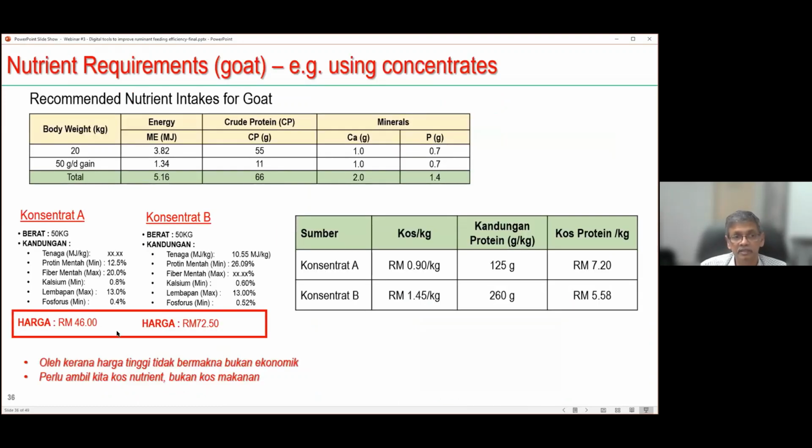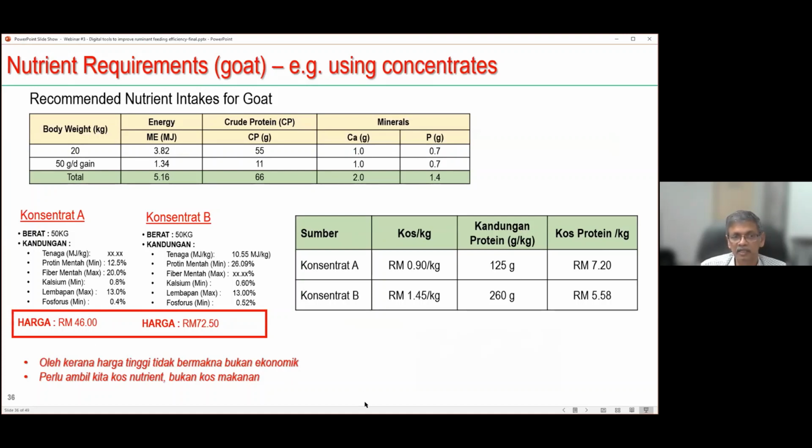So sini harga adalah RM4.6. Kalau kita convert to per kilo, concentrate A cost 90 cents. Concentrate B cost RM1.45, sebab dia RM72 untuk 20 kilo. So kalau saya ambil in terms of protein alone, because I cannot compare energy sebab dia tak bagi energy dengan concentrate A. Kita tengok cost protein, walaupun concentrate B the cost is 145 per kilo, cost protein dia hanya RM5 kalau banding concentrate B. Sebab kandungan protein dia tinggi, 26% banding dengan 12%.